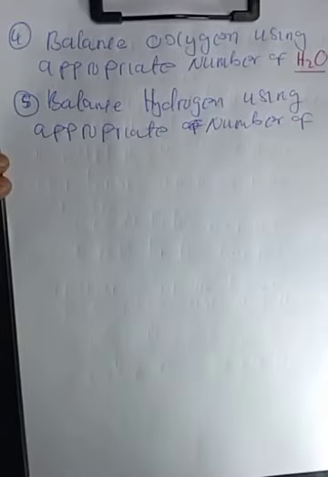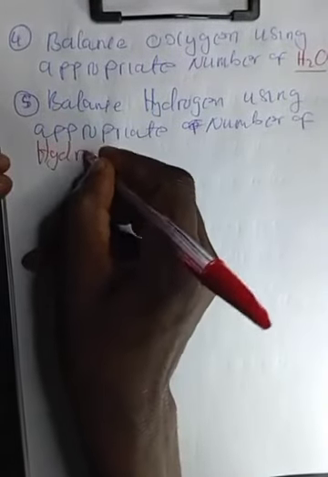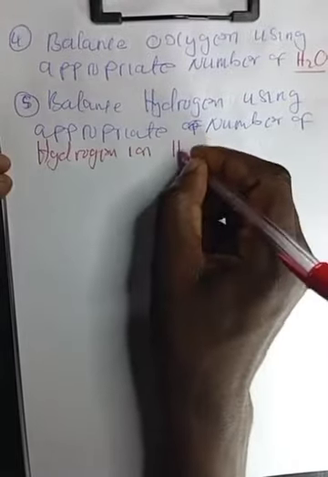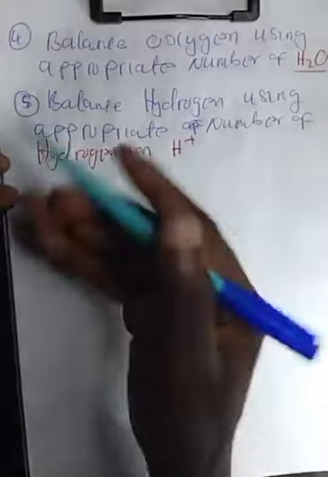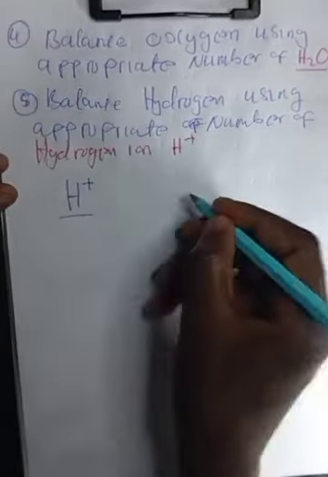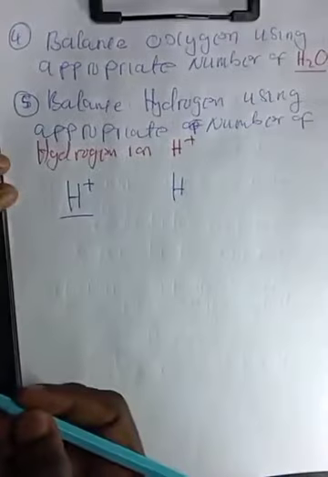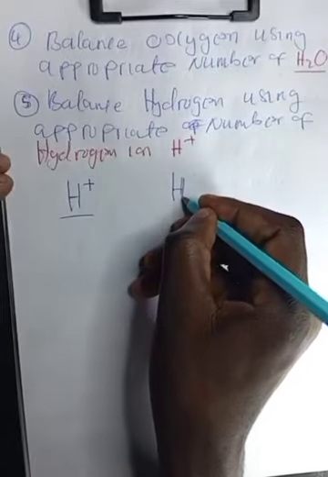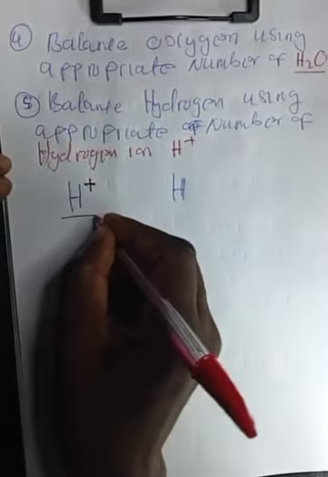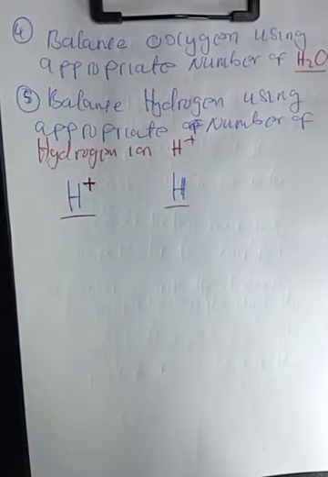So we use hydrogen ion. Appropriate number of hydrogen ion. This is hydrogen ion. It has got a plus on top. This is just hydrogen element without any charge on top. When you put a charge on top, meaning this is hydrogen ion. If you don't put a charge, it's just an element. Yeah, hydrogen element. So this is what you need to know.